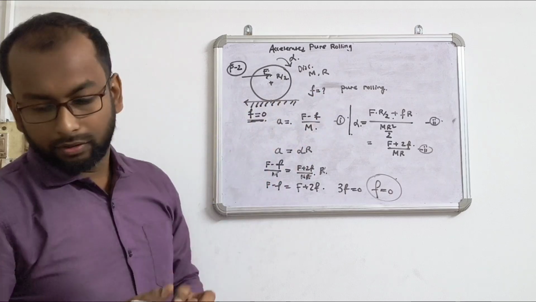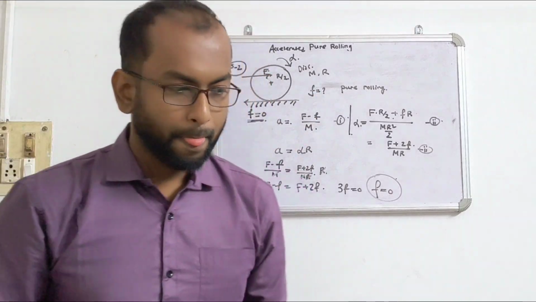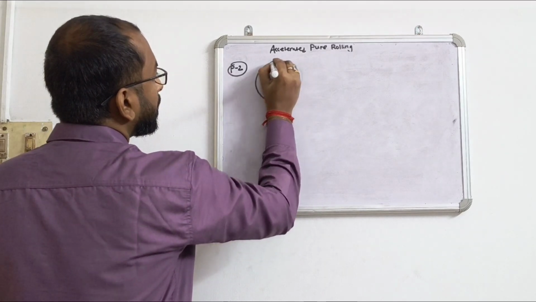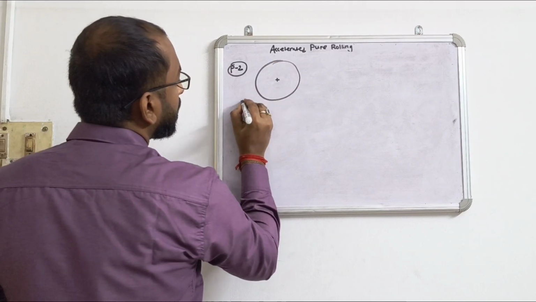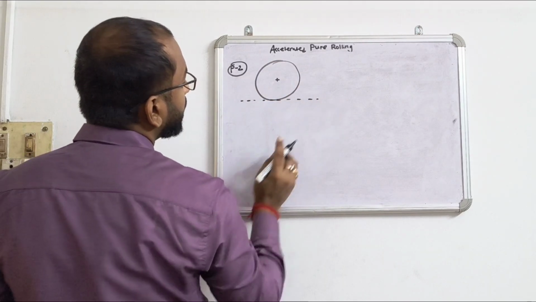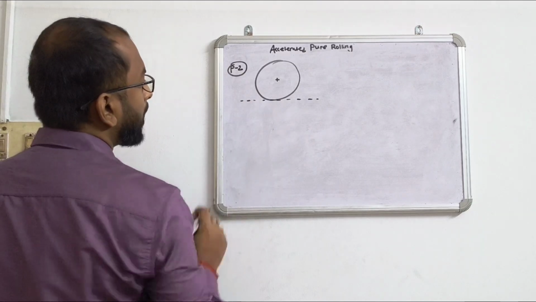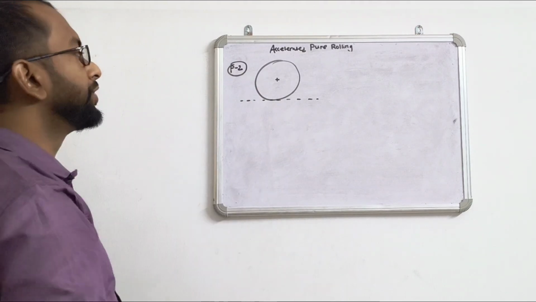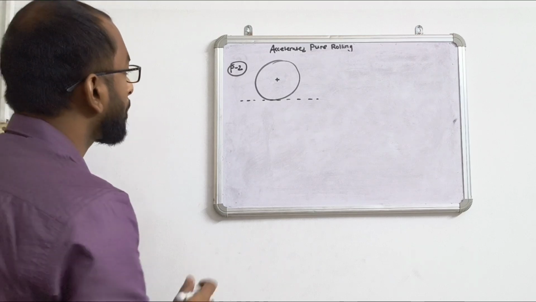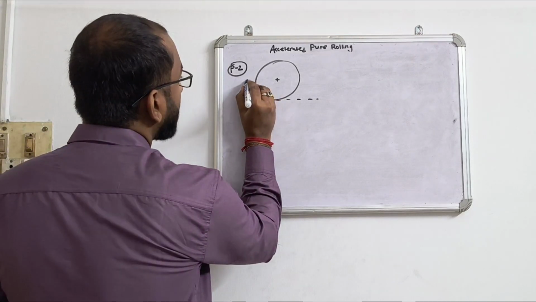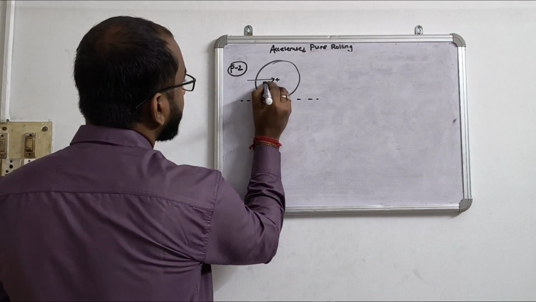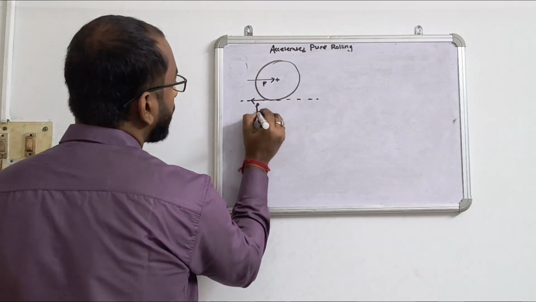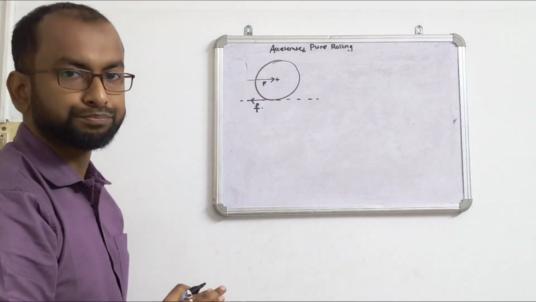Now why is it coming? How to understand at which point, if I apply force, the friction will ultimately come to 0, and then it will change its direction. You saw that if we apply F force at the center, the friction was acting in the opposite direction, the backward direction, opposite to the direction of the motion.